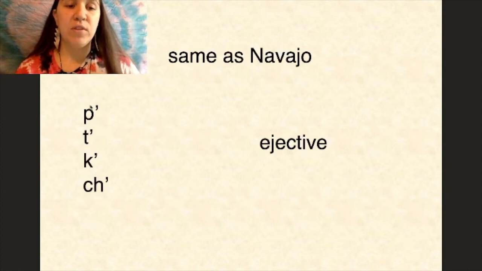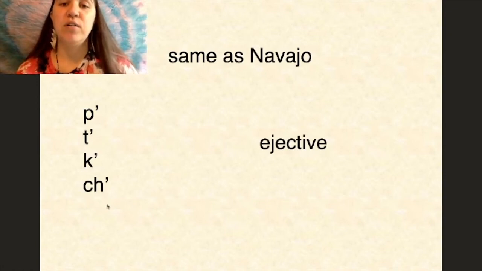And here we have those ejective consonants, and these sounds are also found in the Navajo language.